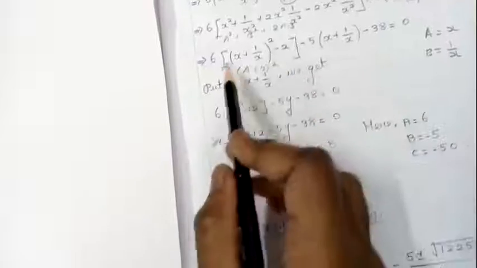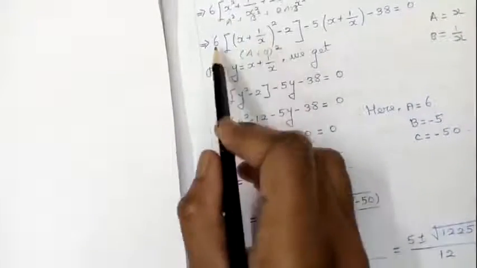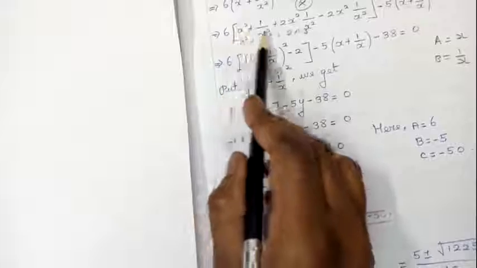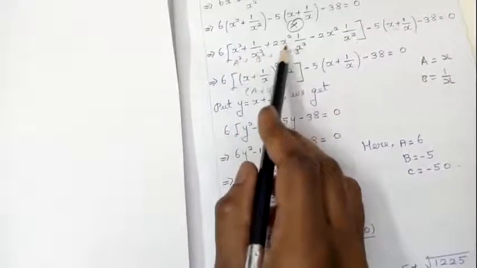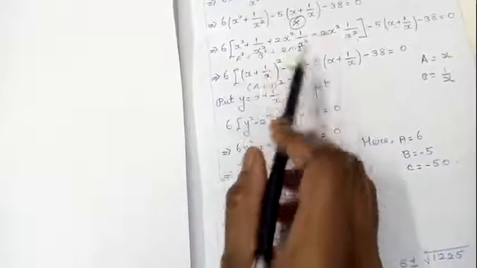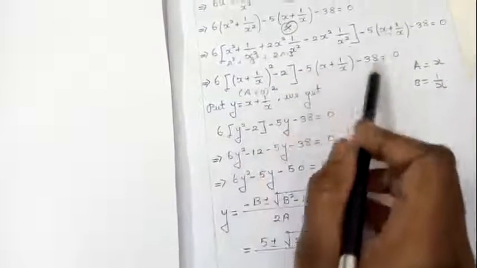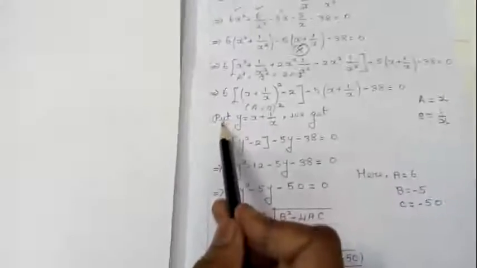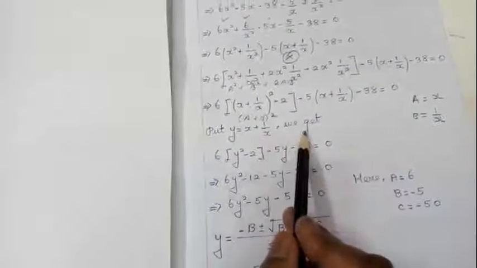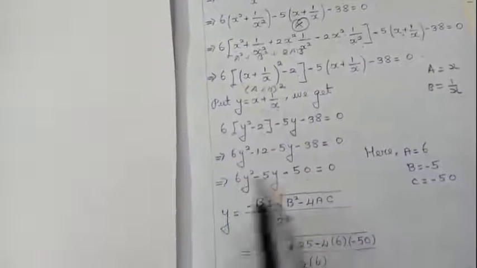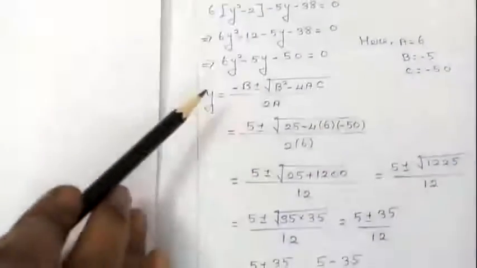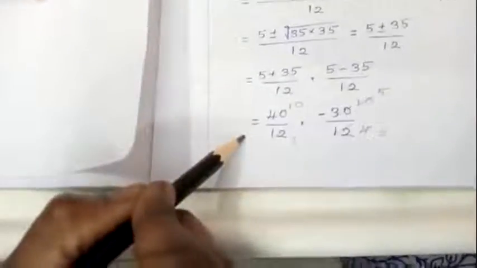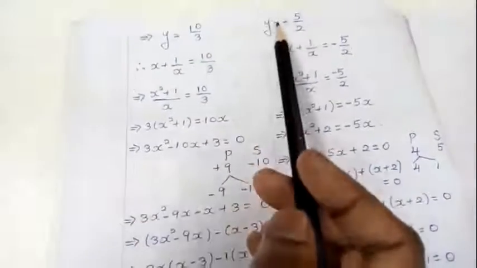So after doing the calculation, you just have to take a clean observation inside. I am combining these 3 terms, a square plus b square plus 2ab. I am writing it as a plus b the whole square minus 2 minus 5. I am writing these two terms as it is, students. I am replacing, put y equal to x plus 1 by x. We get, after replacing, a quadratic equation. Find the product and sum. At last I am going to get the value as y equal to 10 by 3 and minus 5 by 2. So y equal to 10 by 3 and y equal to minus 5 by 2.